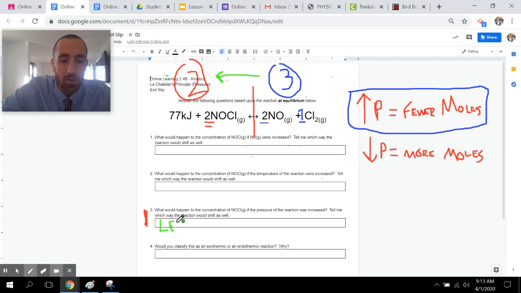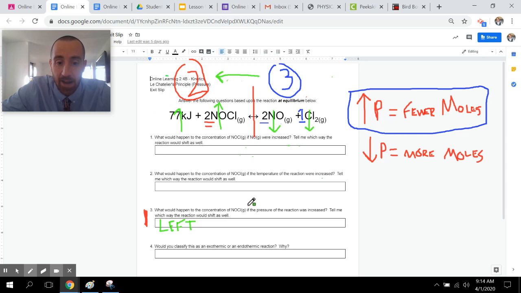Remember, I always start with which direction the reaction shifts. So the reaction will shift to the left. Once you know it shifts to the left, the stuff on the left side will increase. So this concentration goes up. The amount of heat produced will go up. And if we're shifting to the left, which is away from the right, the stuff on the right side will decrease. So this concentration will go down, and this concentration will go down.